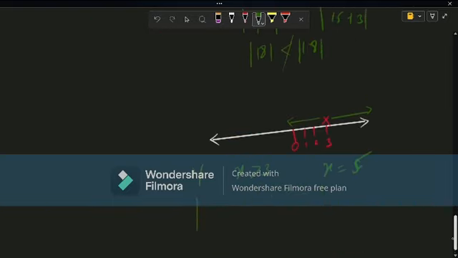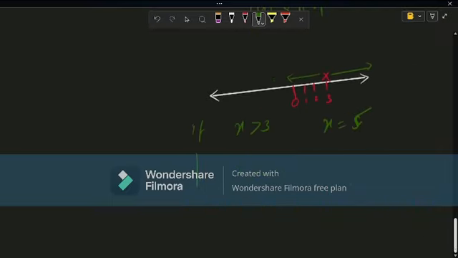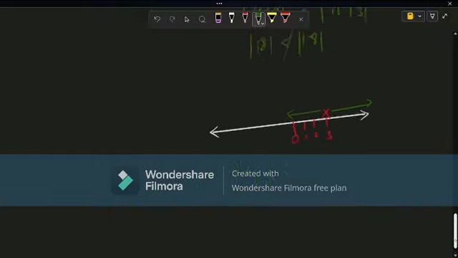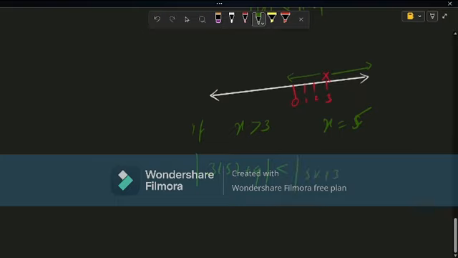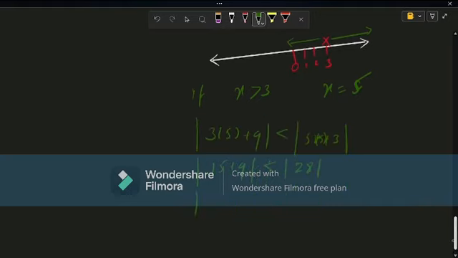So that gives me 3 times by 5 plus 9 mod is less than 5x plus 3 mod. That gives me 15 plus 9 mod is less than, this is actually 5, 5 times 5 is 25, 25 plus 3 is 28. That gives me 24 mod is less than 28 mod.